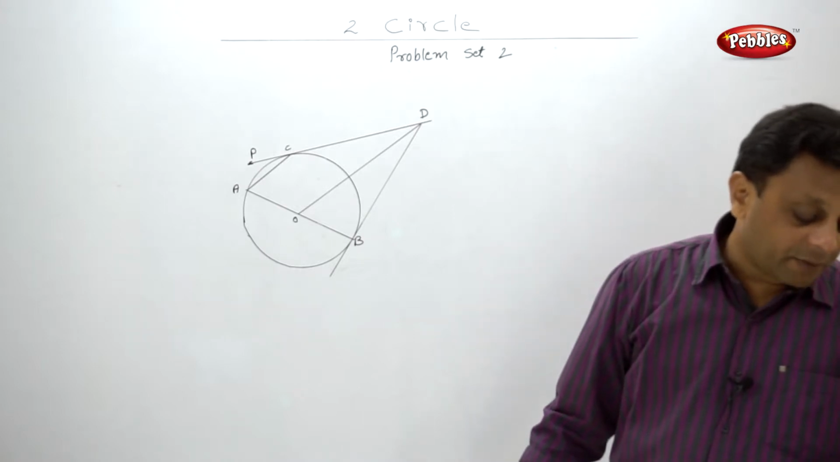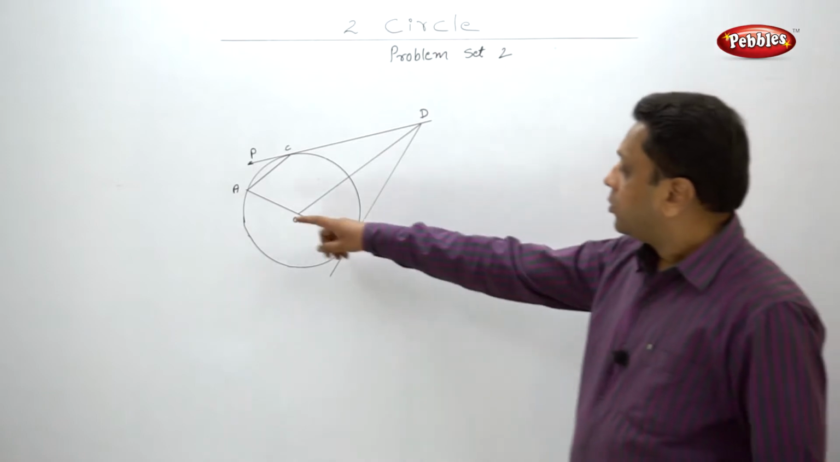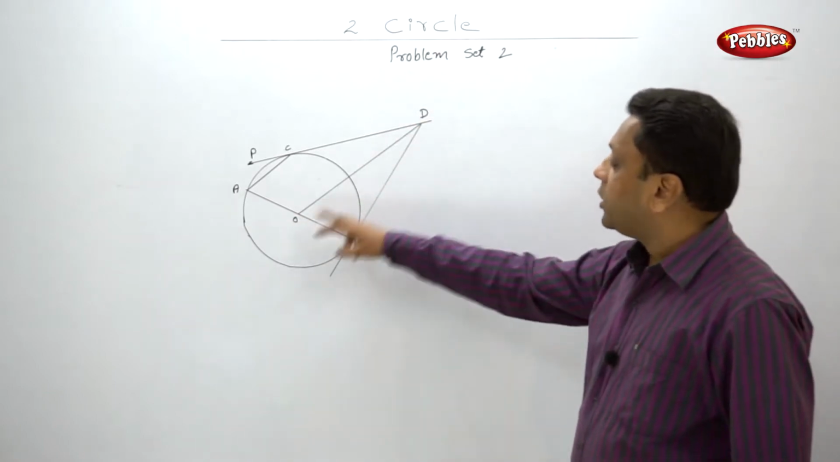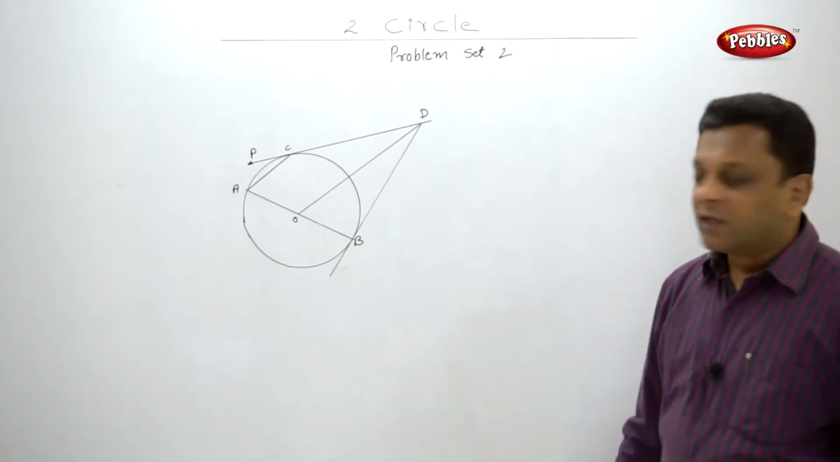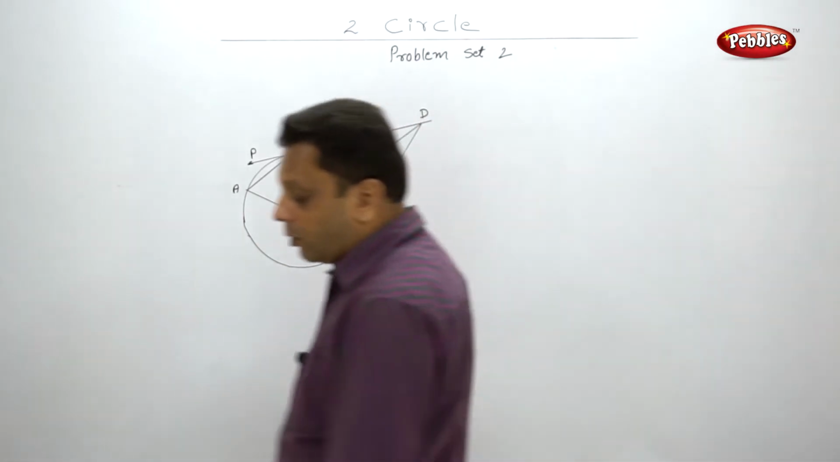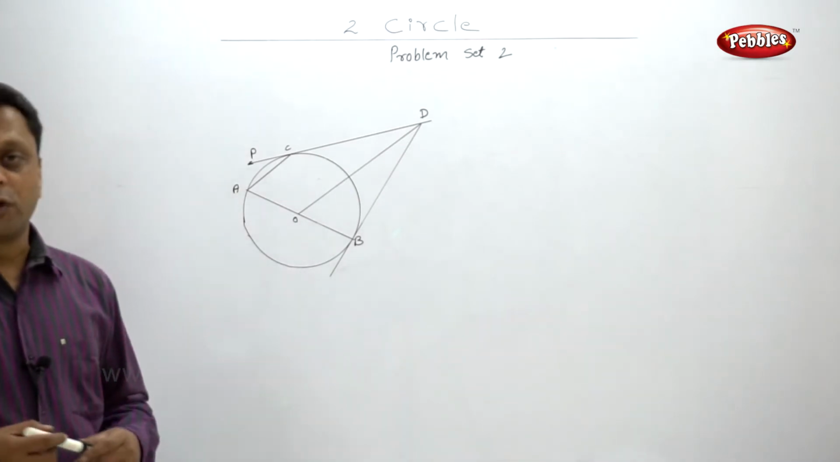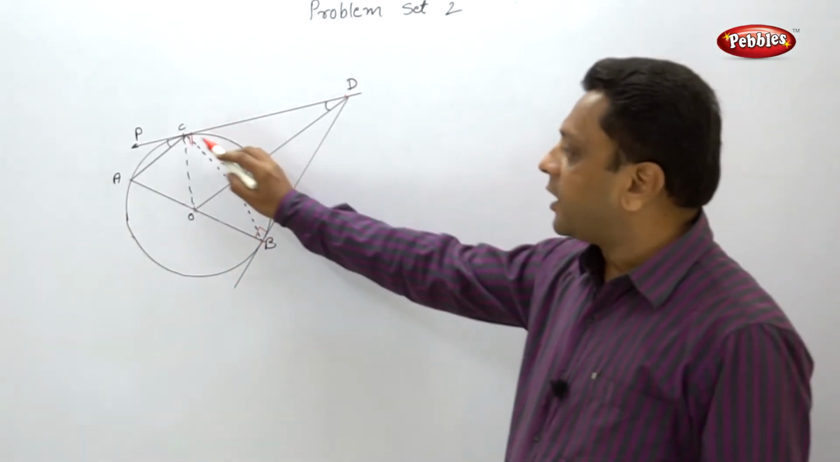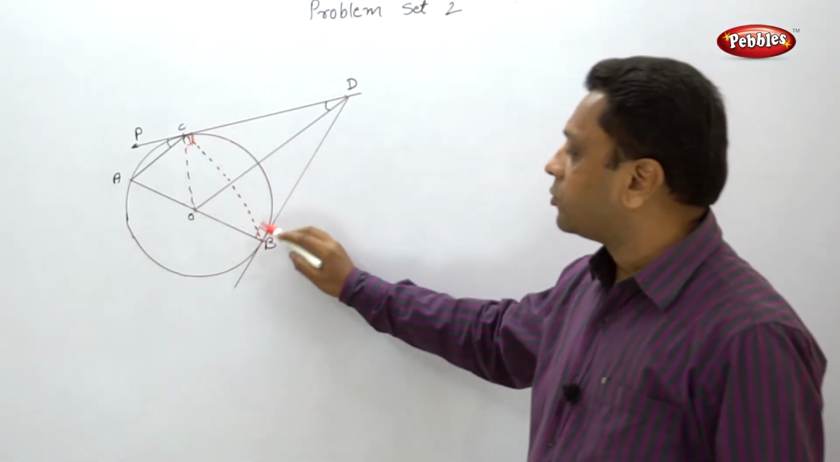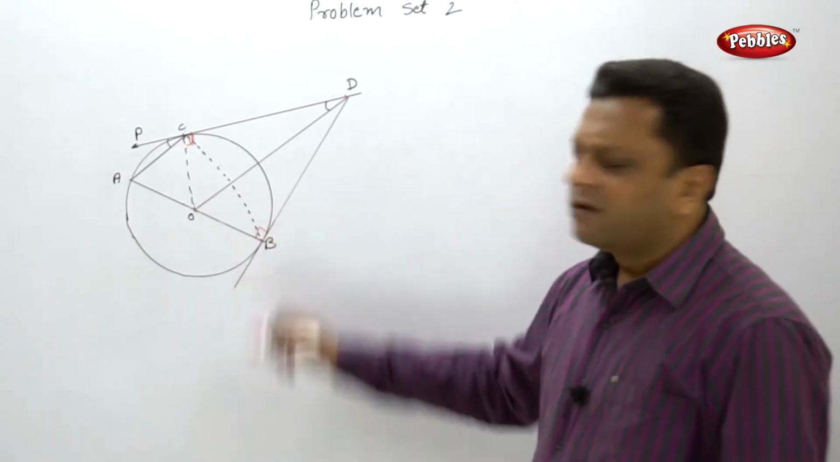Show that segment OD is parallel to segment AC. This OD is parallel to this chord AC. This we have to prove. Generally, whenever you have to prove parallel lines, we have to use the corresponding angle or alternate angle test. Now from this figure we understand that this is a right angle and this is also a right angle because both are tangents and these are the radius.